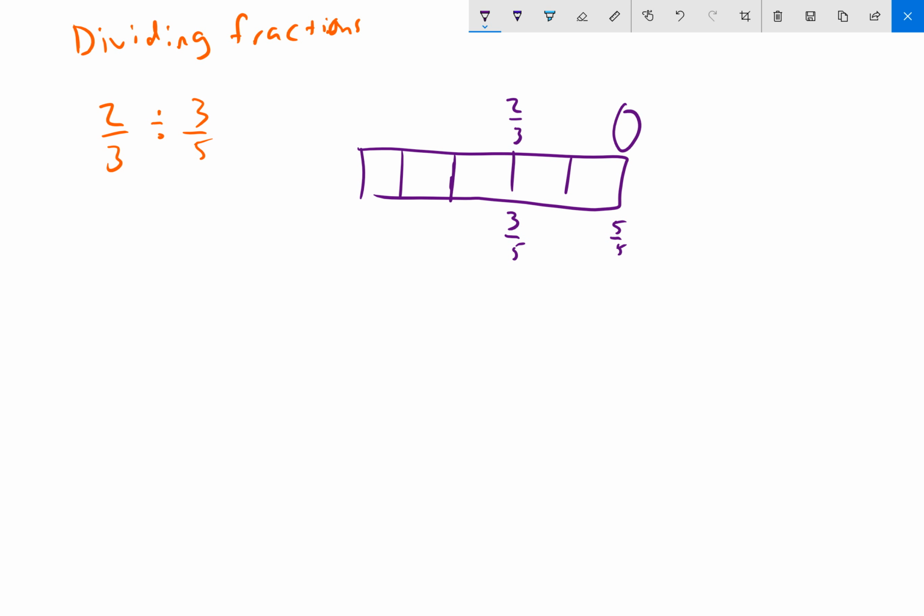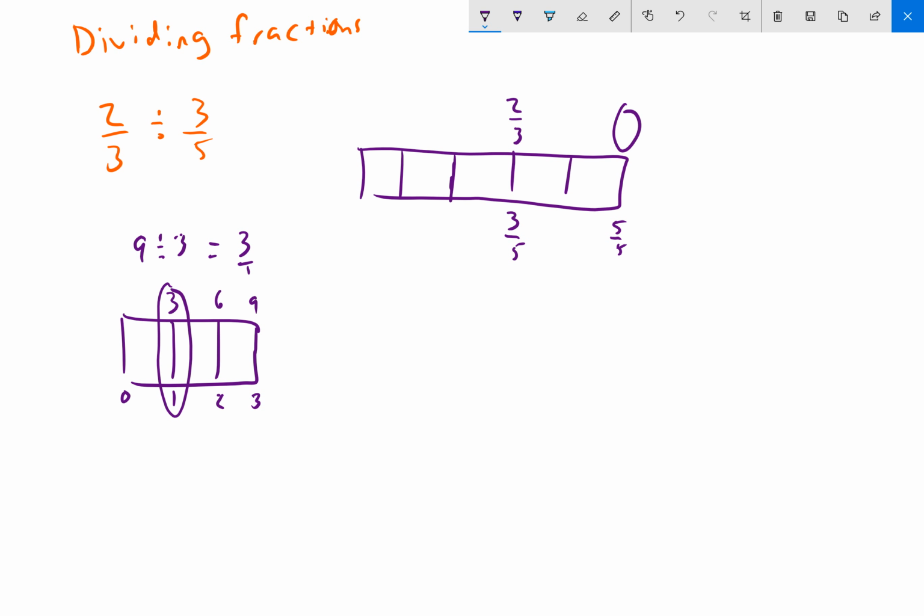Because remember, any number divided by 1, I'll just do a quick example: 9 divided by 3 is really equal to 3 over 1. And 1, 2, 3, this was 9. Take a look what I can do. This would be 2, this would be 1. This would be 0. Now there's 1, 2 bars, and so if this was 6 and this was 3, you can see that 3 over 1 is the same as 9 divided by 3.